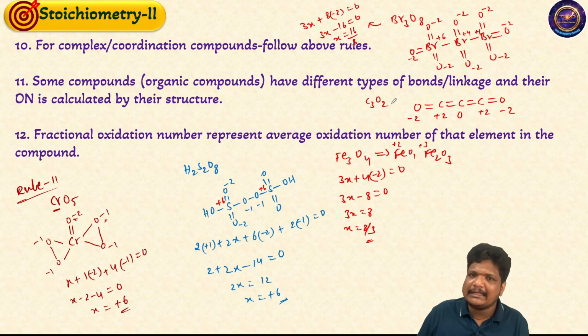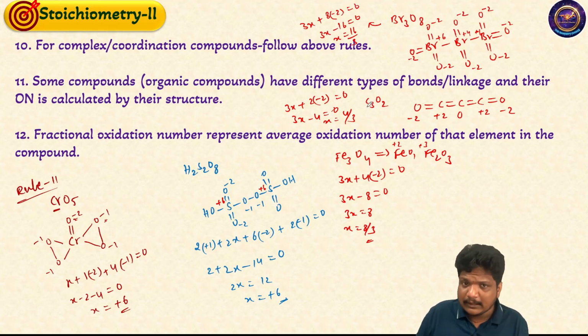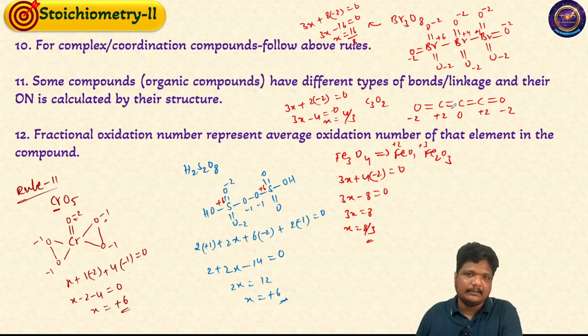If you calculate normally, here 3x plus 2 into minus 2 is equal to 0. So 3x minus 4 is equal to 0, x is equal to 4 by 3, that is approximately 1 point something. So 4 by 3 is the average oxidation state of each carbon. Generally, the two terminal carbons have a plus 2 oxidation state and the middle carbon has a 0 oxidation state. Let us see another concept.